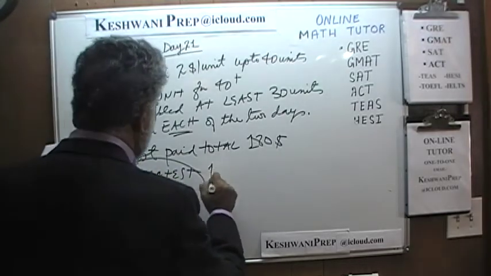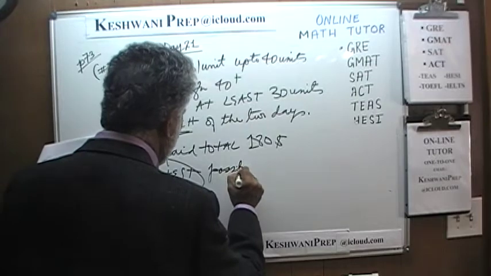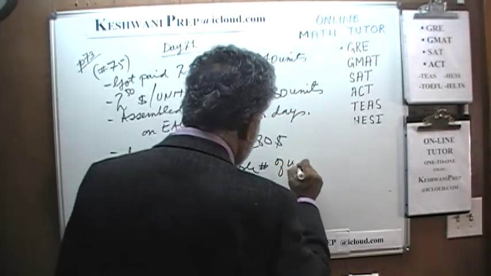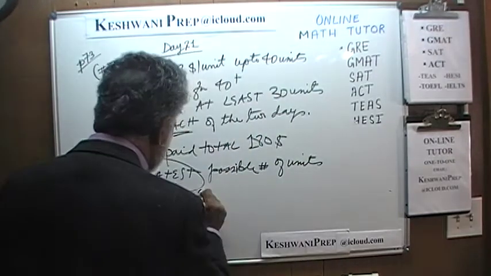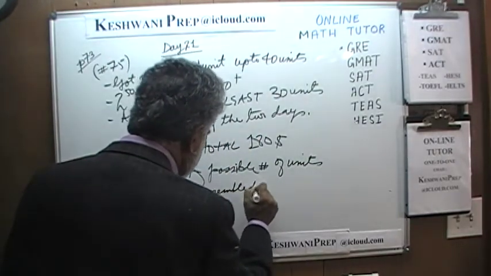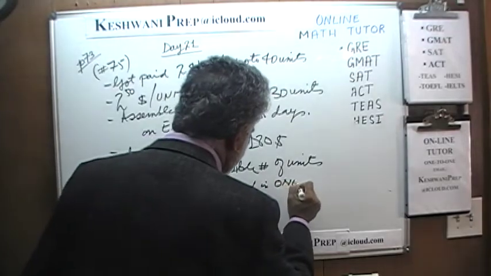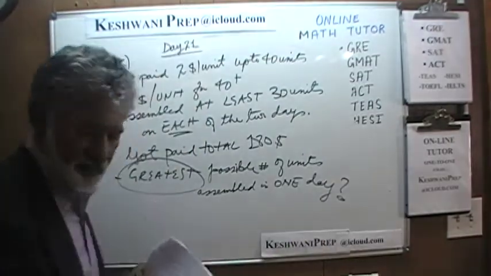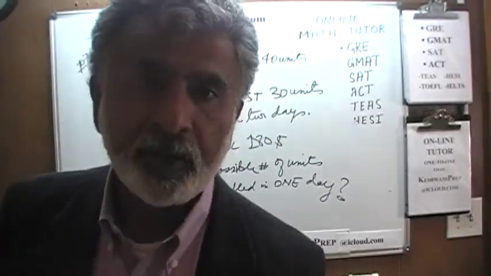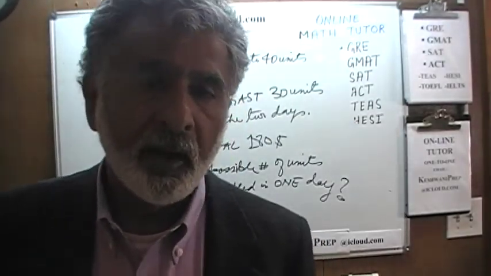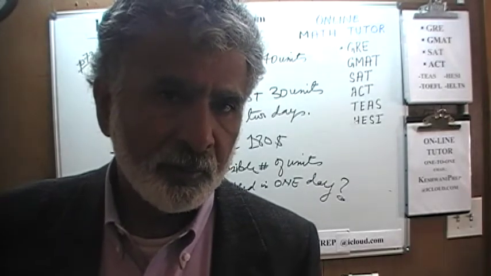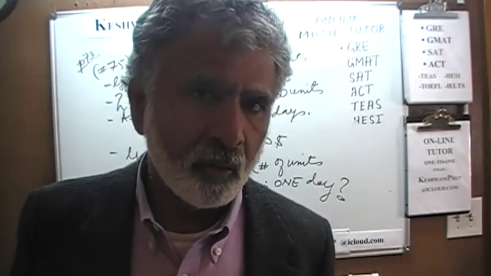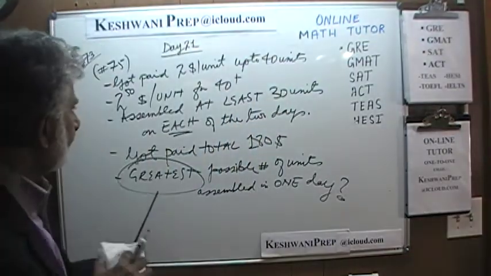The question simply is, what is the greatest possible number of units assembled in 1 day? What is the greatest number of units that we could have assembled in 1 day, given the fact that we are getting paid $2 per unit to assemble it, up to 40 units? Anything more than 40 that we do, we get $2.50 for each unit. We worked for 2 days and we got a total of $180. Let's see what we can do.